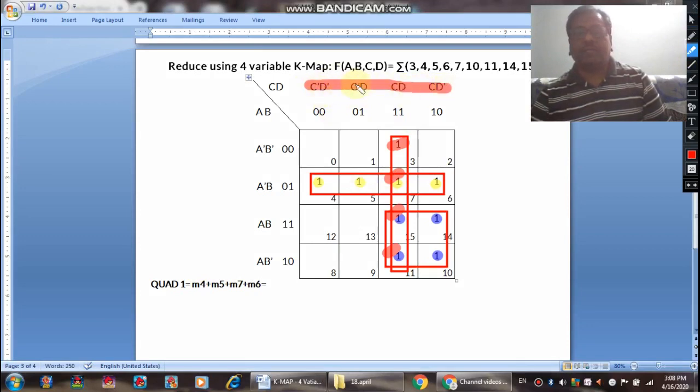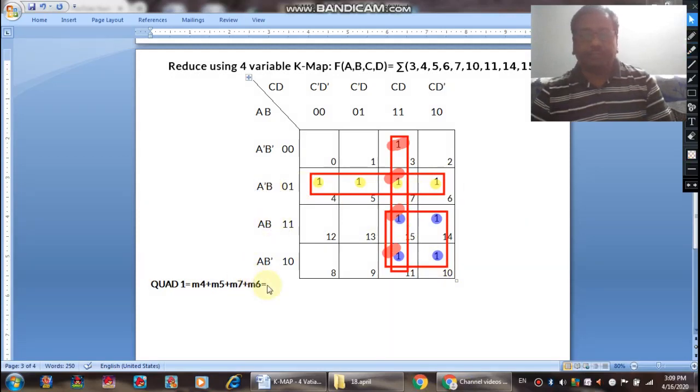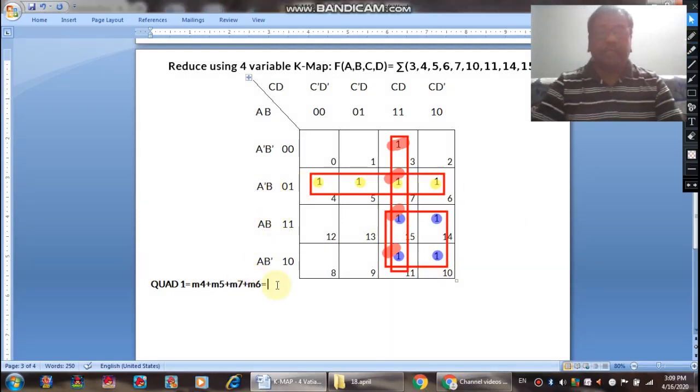When we talk about this from the top, you see that C bar is becoming C, that means C is changing, and D bar is becoming D, that means D is also changing. That means from the top everything is changing, and what is common to the entire row is A bar B. Therefore the answer for the first chord will be A bar B.